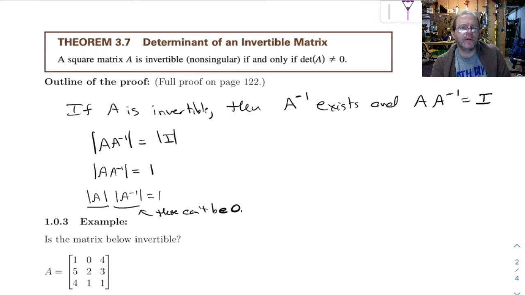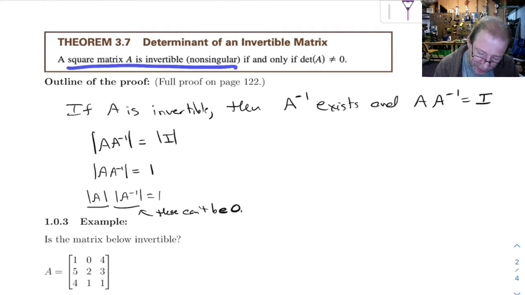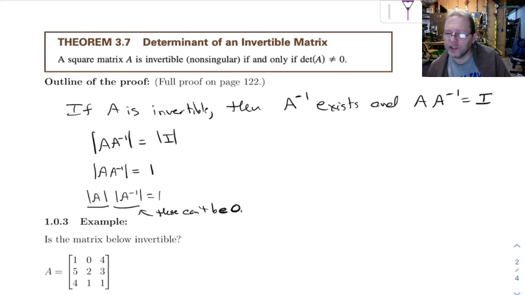And then for the other direction, if you wanted to start off with the determinant as non-zero and show that it has to have an inverse, the general idea there is if the determinant is non-zero, then it'll row reduce to the identity matrix, and our algorithm for finding the inverse will work. So the full proof of this is on page 122 of the textbook.